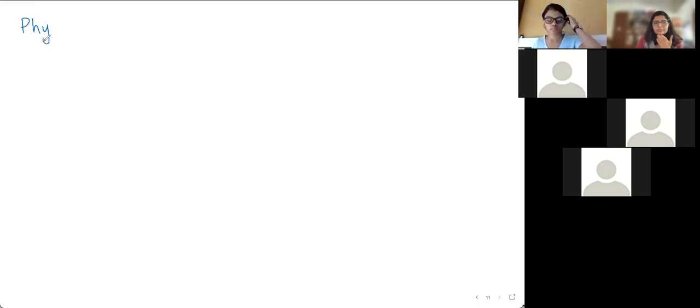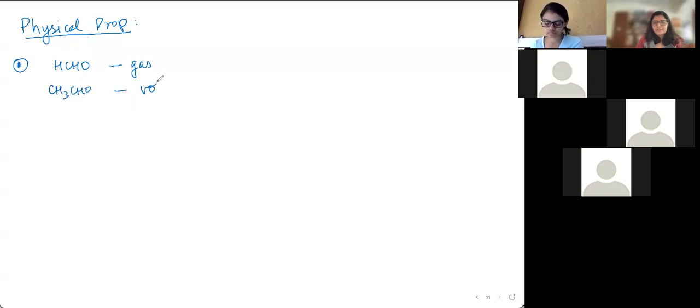Okay, physical properties. You guys only quickly tell me. The first one, okay, like physical state, the smaller ones are gases. So methanal, HCHO, formaldehyde is a gas. Ethanal, CH3CHO, is an extremely volatile liquid. So that's like extremely low boiling point. And this is all at room temperature.